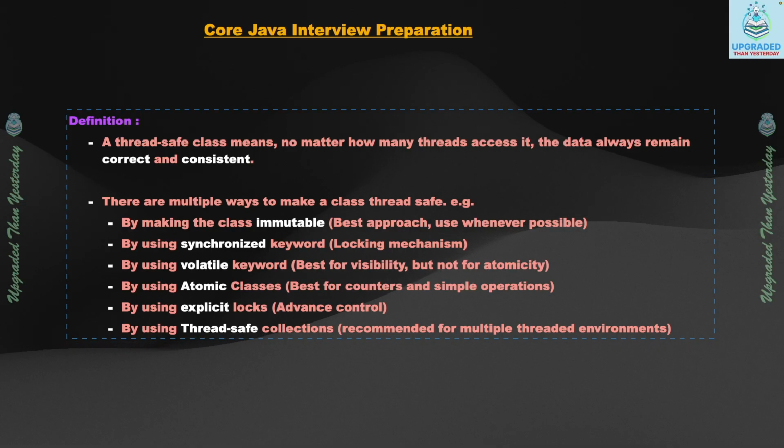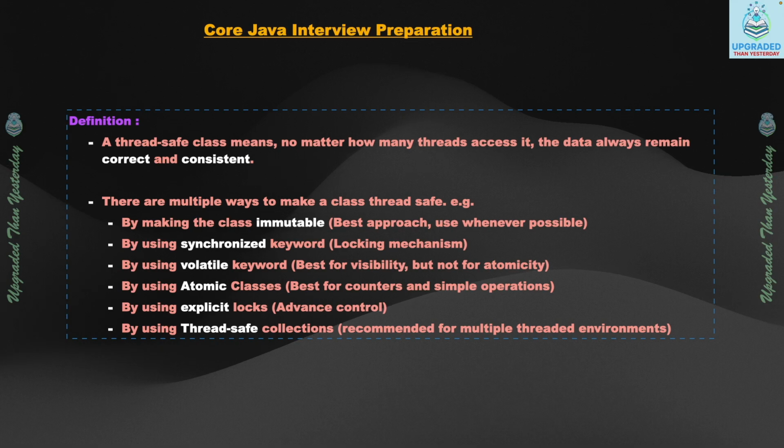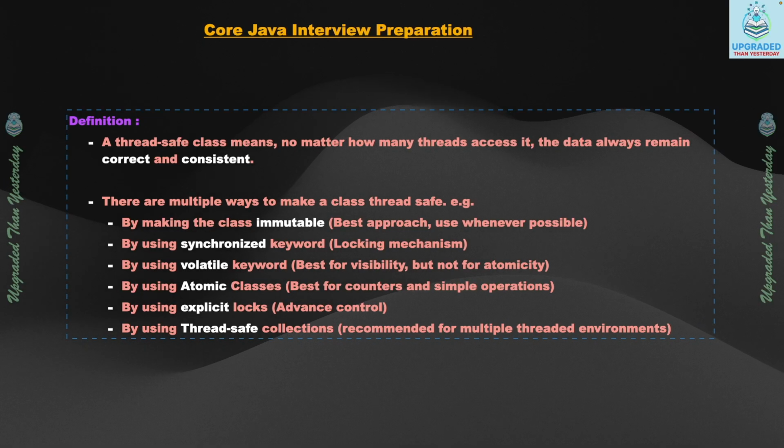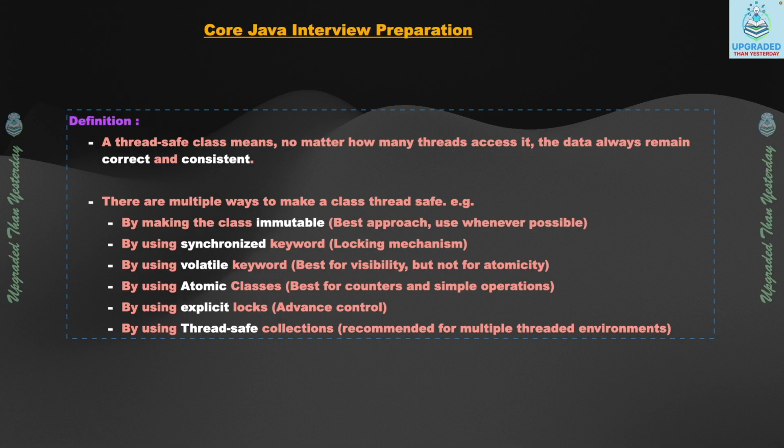By using synchronized keyword. It is an intrinsic locking mechanism. By using volatile keyword. It is best for visibility but not for atomicity. By using atomic classes, it is best for counters and simple operations. By using explicit locks, it provides advanced control. By using thread safe collections, it is recommended for multi-threaded environments if the data structure is needed. We are going to discuss all of these mechanisms with examples. So please be with me.